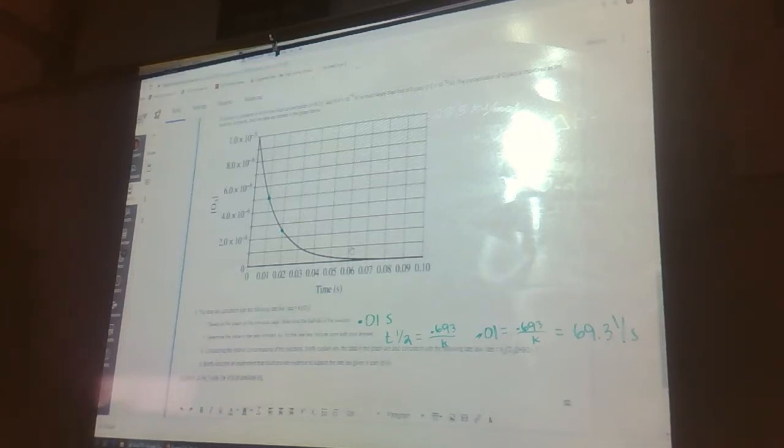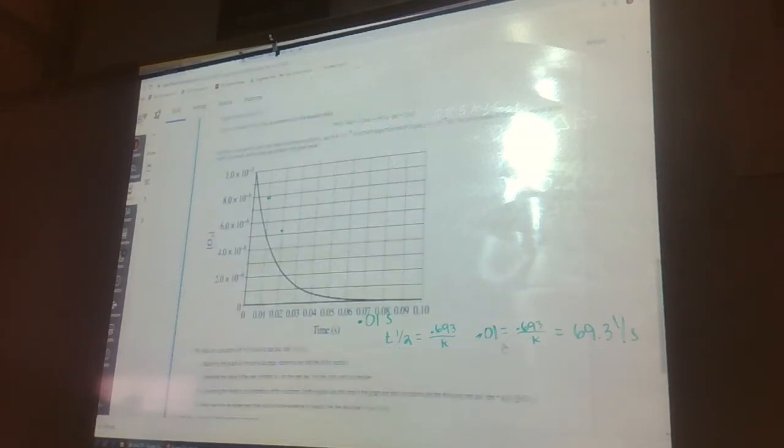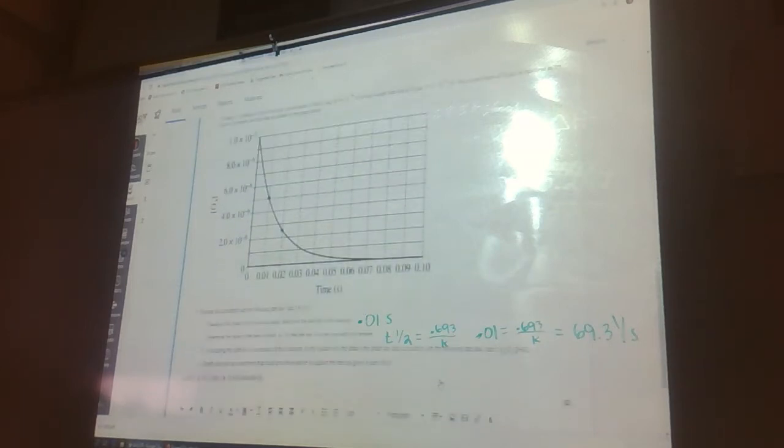The next part: considering the relative concentrations of the reactants, briefly explain why the data in the graph are also consistent with the following rate law: rate equals k2[O3][HSO3]. Why? Why does that work as well?